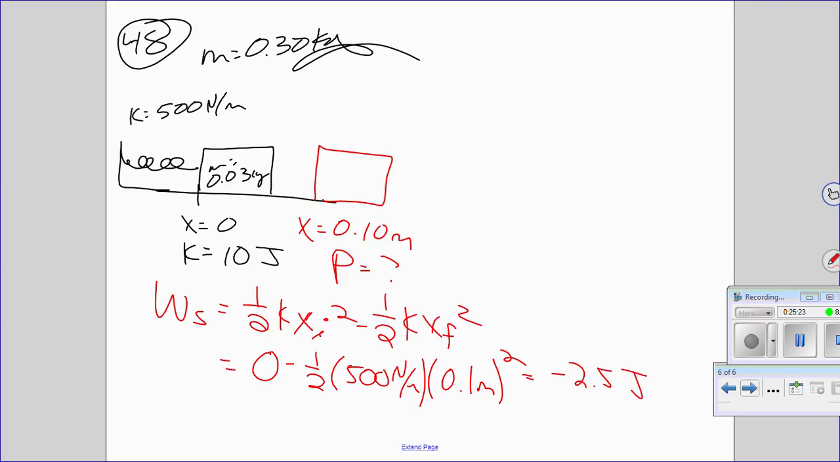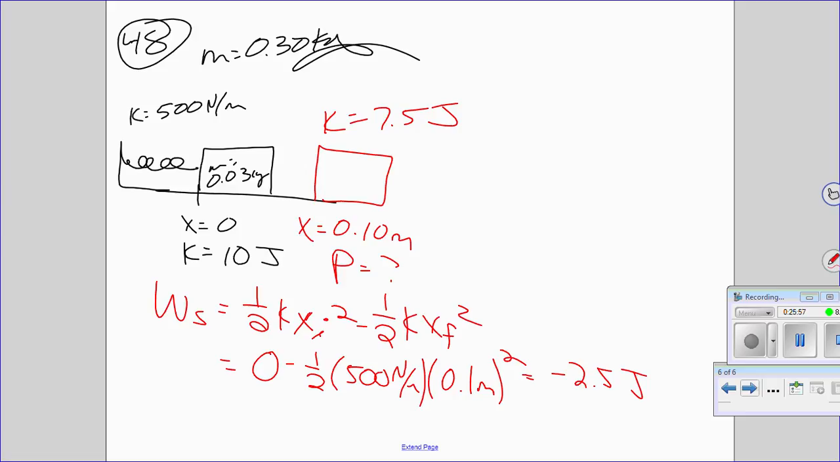So what's that telling me, you guys? What does that mean? The work done by the spring is negative 2.5 joules. Very good. That's the change in kinetic energy. It's telling me that we lost 2.5 joules of kinetic energy. How much did we start with? 10. So that means that my kinetic energy at this point is 10 minus the 2.5 we lost, so it's 7.5 joules at that moment. Good?